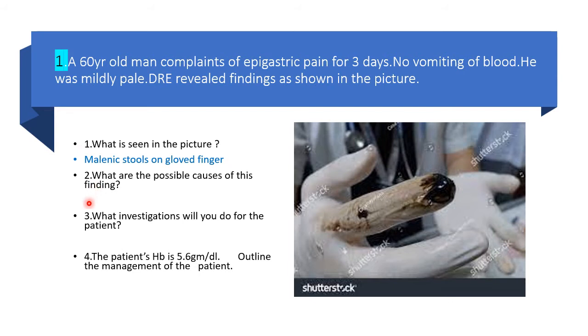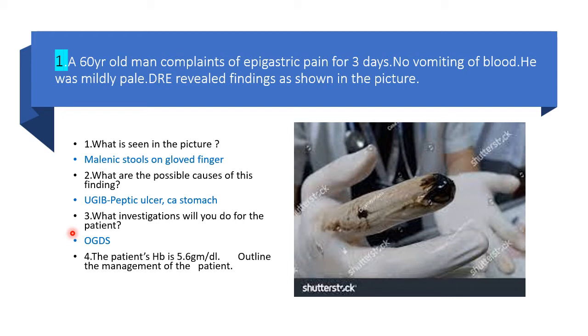Melanic stools on the glove finger. What are the possible causes of this finding? Upper GI bleeding, most likely a bleeding peptic ulcer or carcinoma of the stomach. What investigations will you do for this patient? I will do an OGDS or upper gastrointestinal endoscopy.